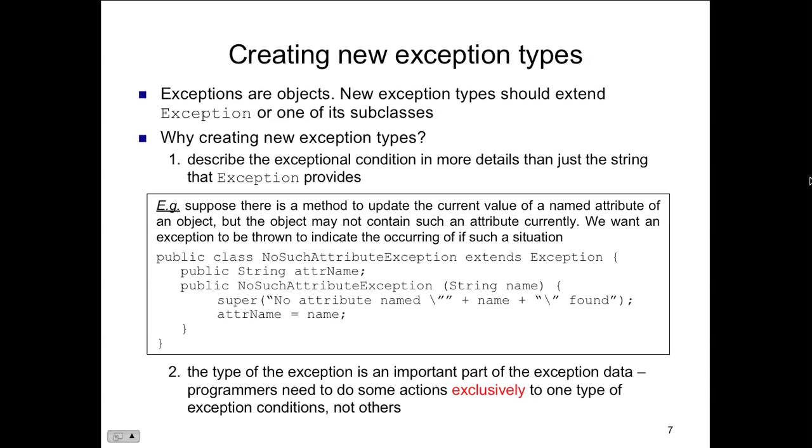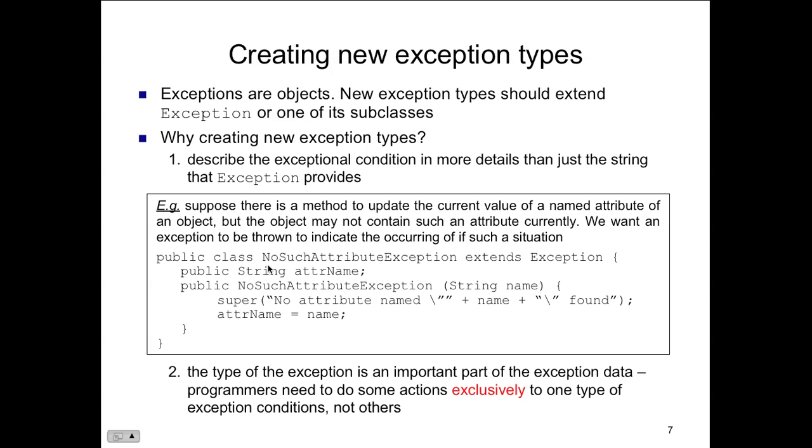Suppose there's a method to update the current value of a named attribute of an object, but the object may not contain such an attribute currently. So how can you update it if it doesn't contain it? And you want an exception to be thrown to indicate that the event is actually occurring in that particular situation.